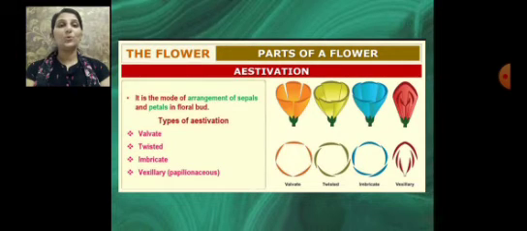Let us learn about another concept called estivation. How the sepals and petals are arranged in a floral bud is called estivation. So estivation is the mode of arrangement of the sepals and petals in the calyx and corolla respectively. There are four types of estivation. They are called valvate, twisted, imbricate and vexillary.